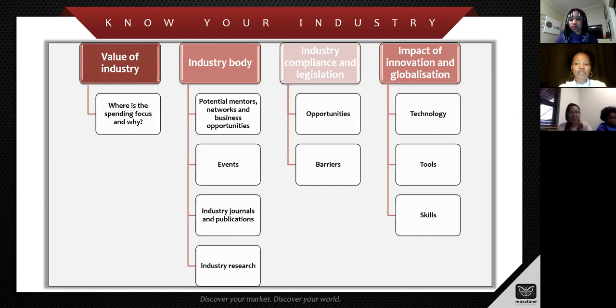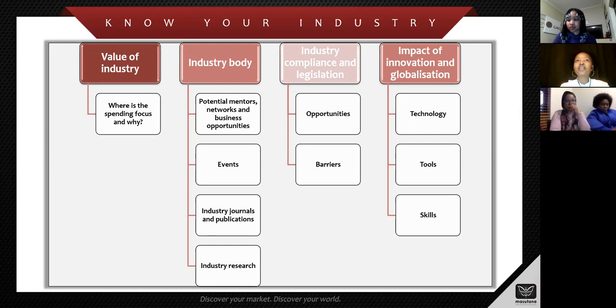You find potential mentors there. You'll get access to networks. You'll get access to business opportunities. Simple, low-hanging fruit: join an industry body, attend the events, read some industry journals and publications, and read industry research.